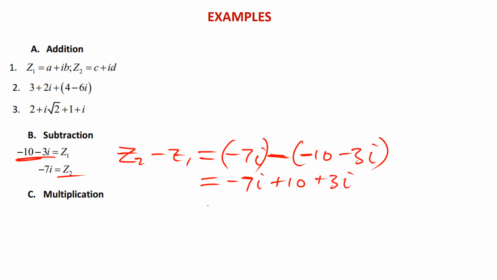So here it's just a matter of putting the like terms together. We have negative 7i and 3i, which will give us negative 4i. Then we have plus 10. So we can just write this as 10 minus 4i.